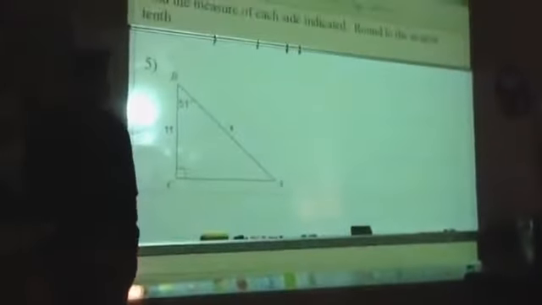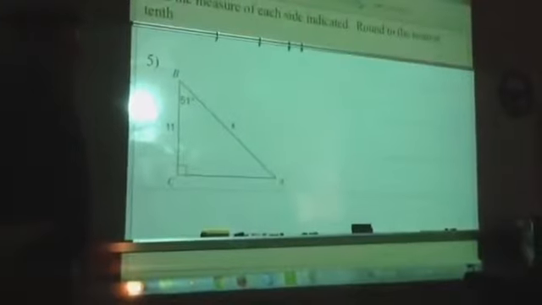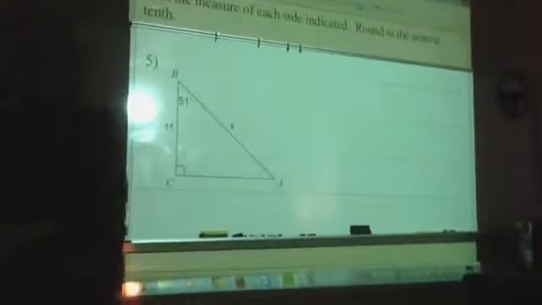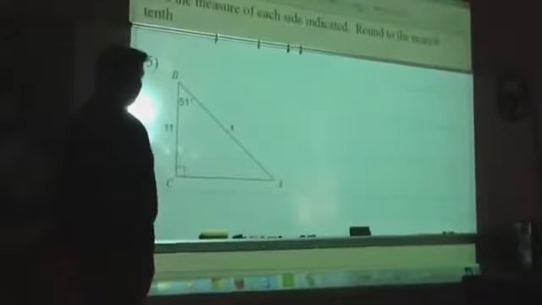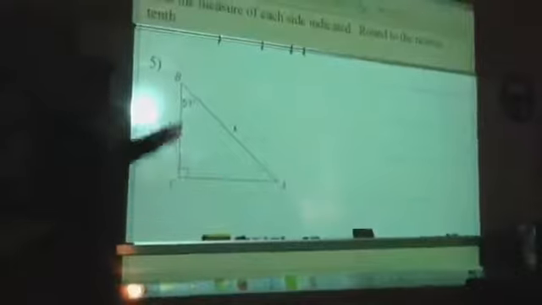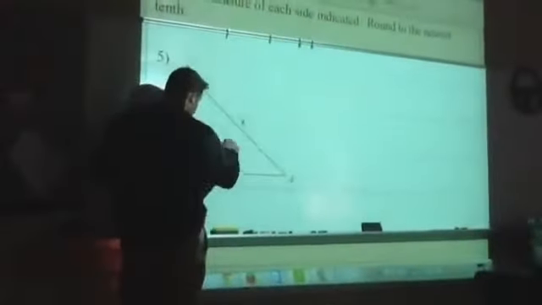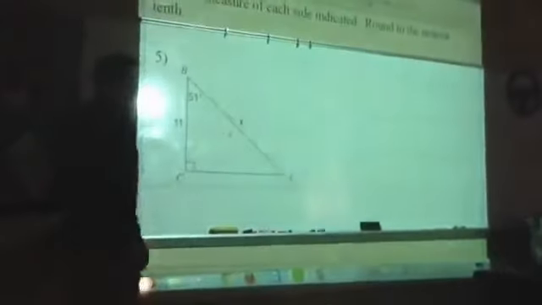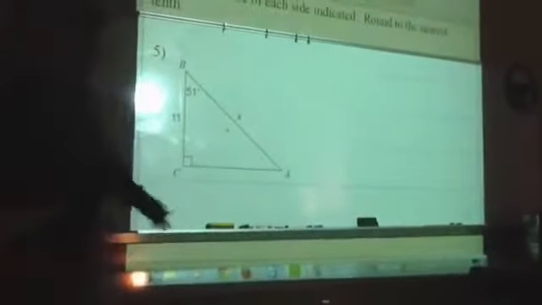Number 5 says, find the measure of each side indicated. We'll find the x. That's the side we don't know. Well, you have 51 degrees. So I've got 51. I'm going to look at the sides that I'm given. 11 is what? Well, we know here's the box. X is the hypotenuse. Correct? 11. Is that the opposite side?